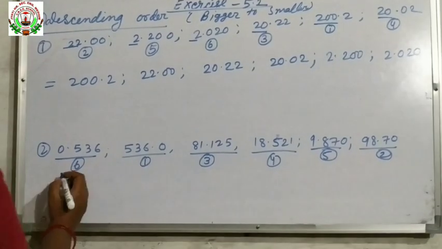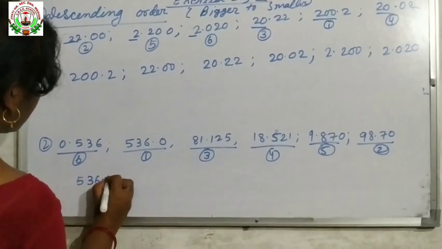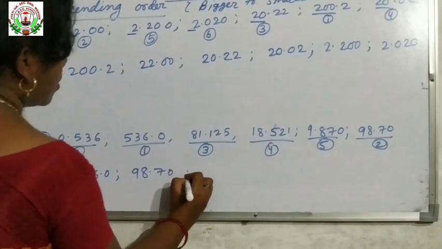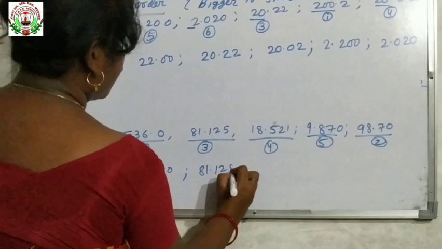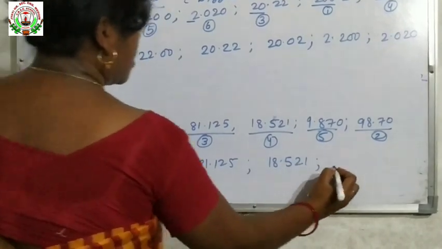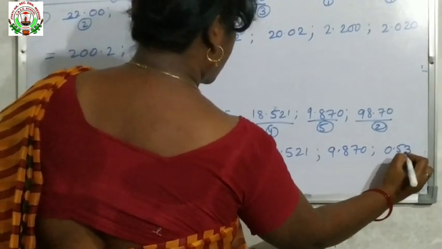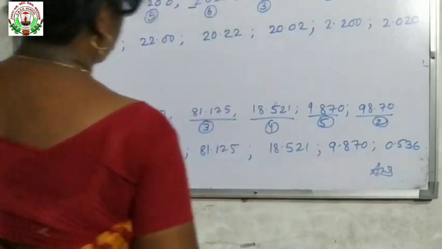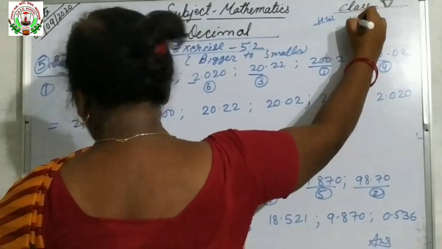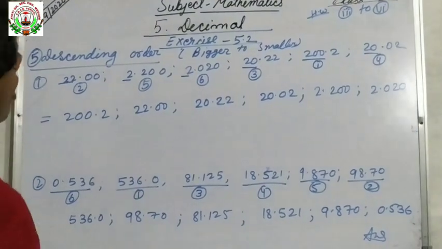Understood? Now arrange it. First is 536.0. Then second is 98.70. Then third is 81.125. Fourth is 18.521. Fifth is 9.870. And sixth is 0.536. So it is the answer. Understood, children? Next you will try to do question number 3 to 6.